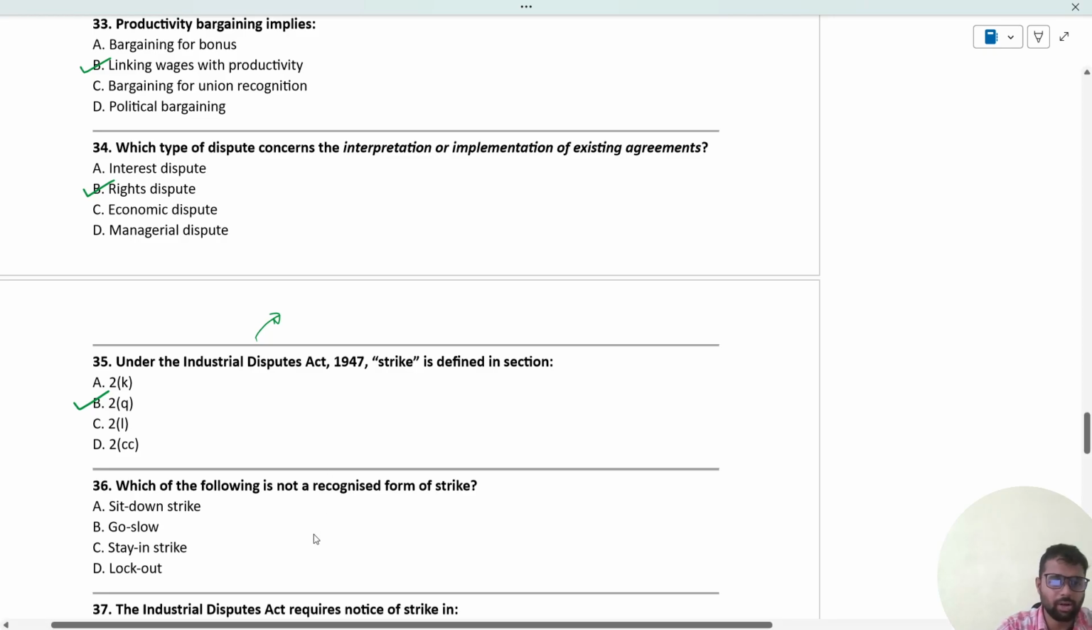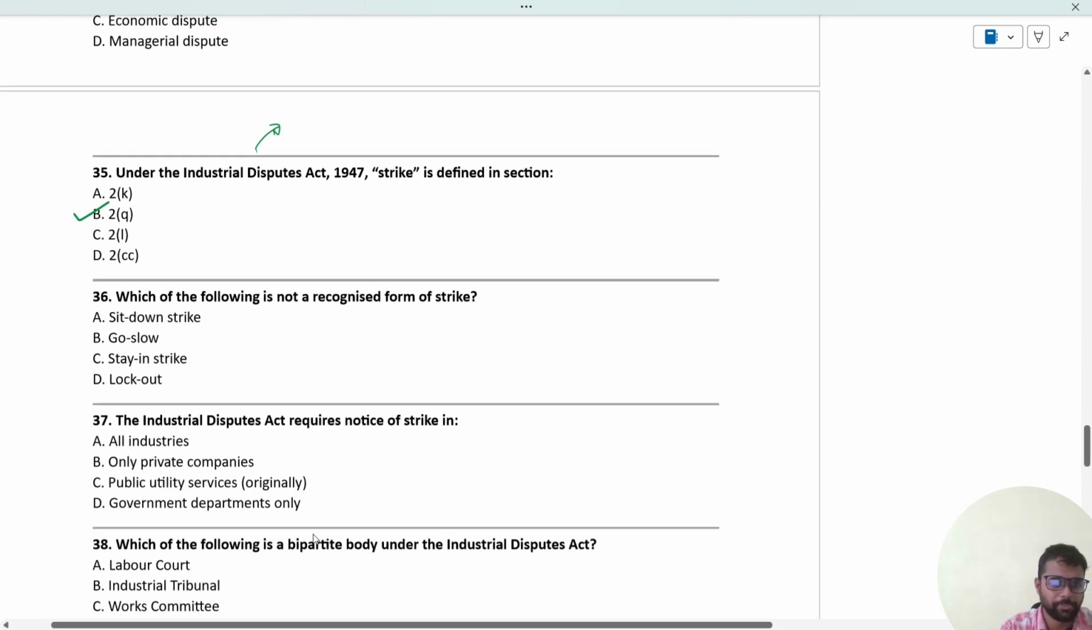Which one of the following is not a recognized form of strike? We will, for the time being, skip this question as we have not done this industrial dispute wherein we will be seeing the different type of strikes and what are the legal and recognized form of the strike and what are illegal form of the strike that we will see. Then we'll come back to this and then answer this question.